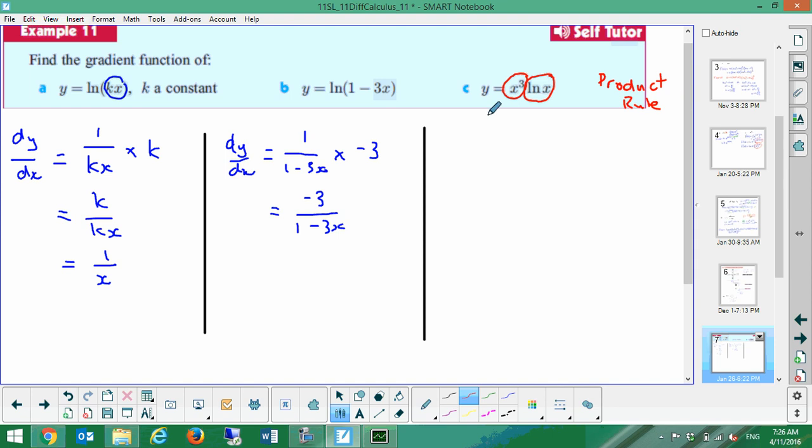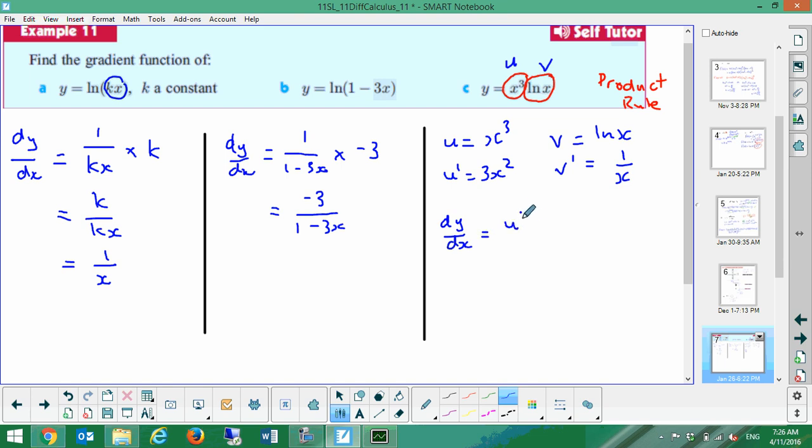All right, so let's get to going with our product rule. Let's make our u and our v. So u equals x cubed. U dash is 3x squared. V is ln of x. V dash equals 1 over x. So remember our rule, dy dx, or y dash, equals, we want u dash v plus u v dash.